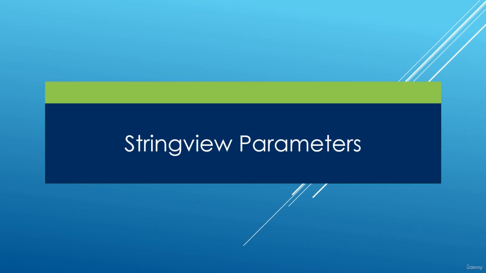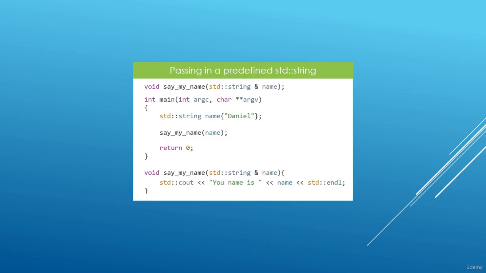In this lecture, we're going to learn about string view parameters, and we're going to start by looking at a simple example here. We have a function which is not going to return anything. Its return type is void. The name is say my name, and it is taking in an std string reference as input here. You can see that right here. And we have a definition of that function down here, nothing special right now.